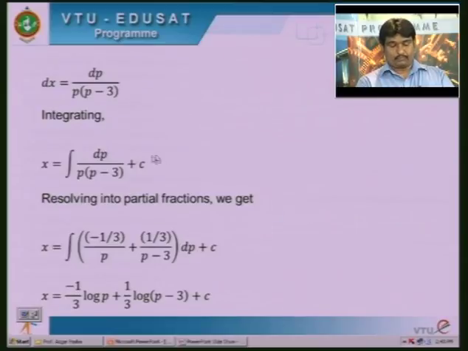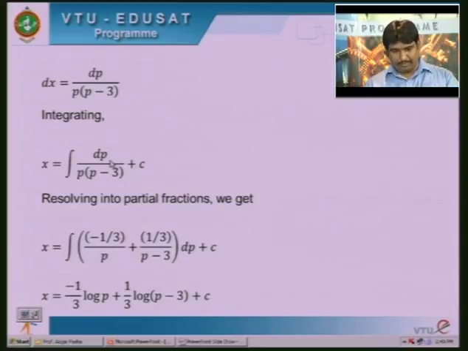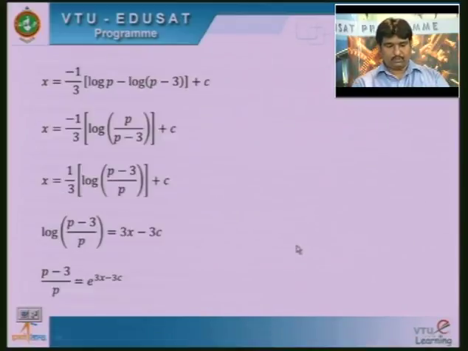Same thing here. We have integral of dp by p into p minus 3 equals to x plus c. So when we resolve this into partial fractions, we get minus 1 by 3 divided by p plus 1 by 3 divided by p minus 3 into dp plus c after resolving this into partial fractions. Now integrate it. Integration of 1 by p is log p and integration of 1 by p minus 3 is log of p minus 3 plus c. So I have expressed x in terms of p. Therefore x equals to minus 1 by 3 into log p minus log of p minus 3 plus c.